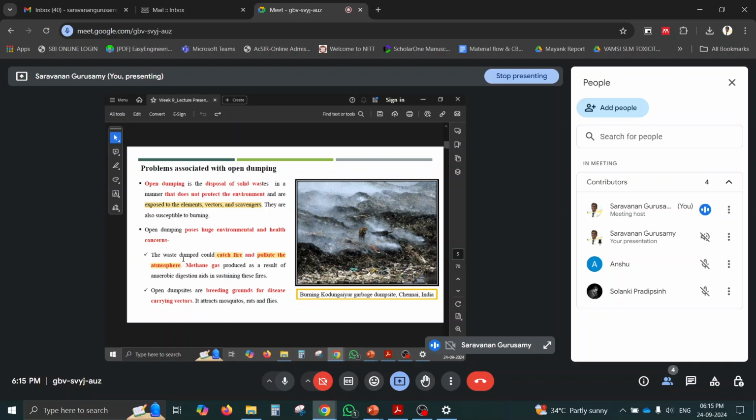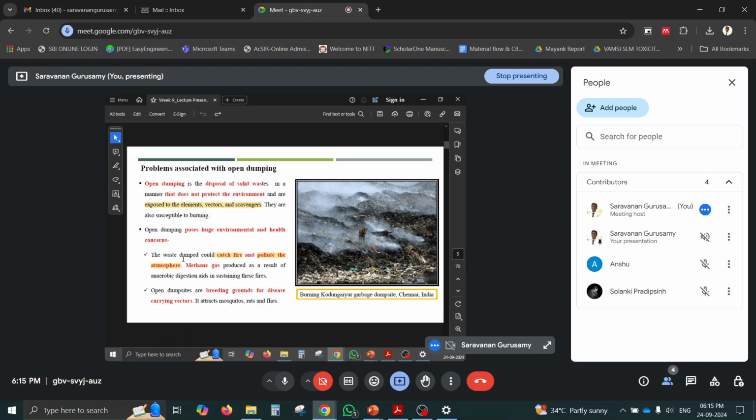Recently, in March, we had an outbreak in the Kerala Brahmapuram landfill fire. That got huge attention nationwide. That case we are going to discuss in the upcoming weeks also. And then open dump sites are breeding grounds for most of the disease-carrying vectors like mosquitoes and rodents, all breeding in these dump sites only.